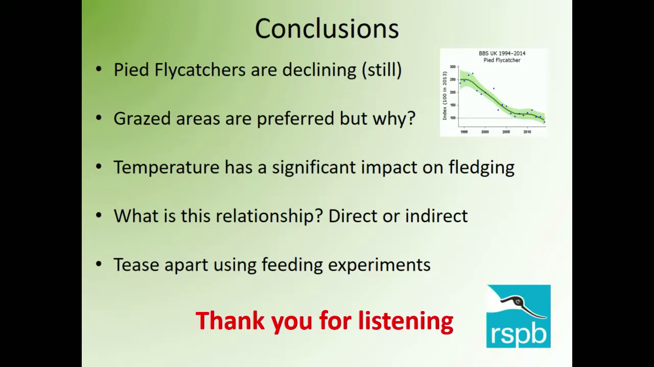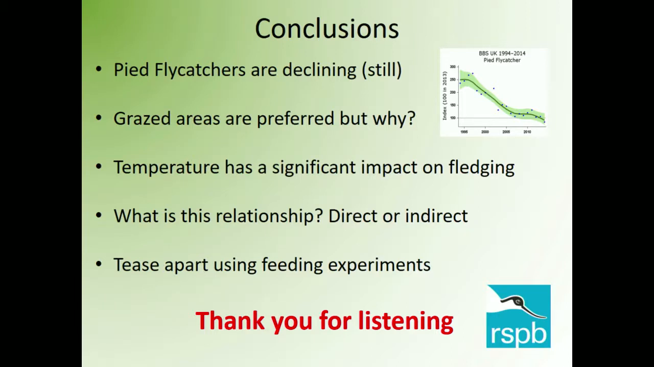It might be that it's easier for them to forage, for example. If the sheep are going through and the flies are being kicked up, it might be easier for them to catch them. It might be that it's less preferred by other species, and therefore there's less competition.